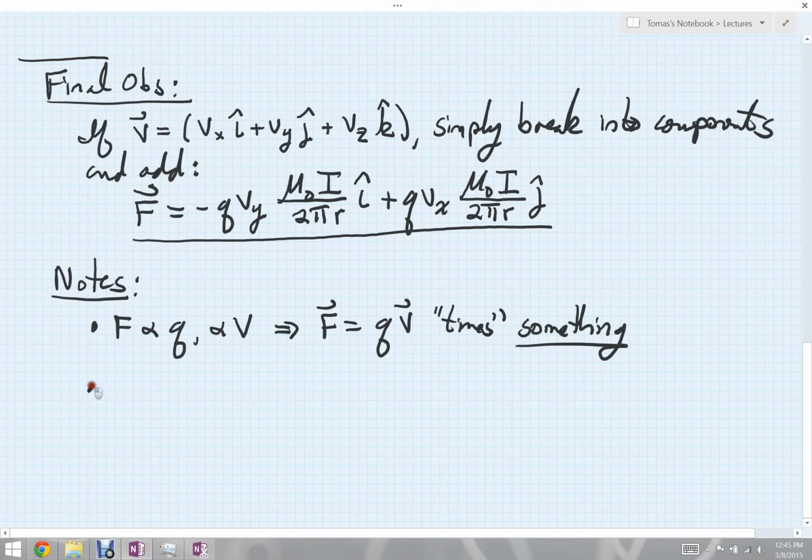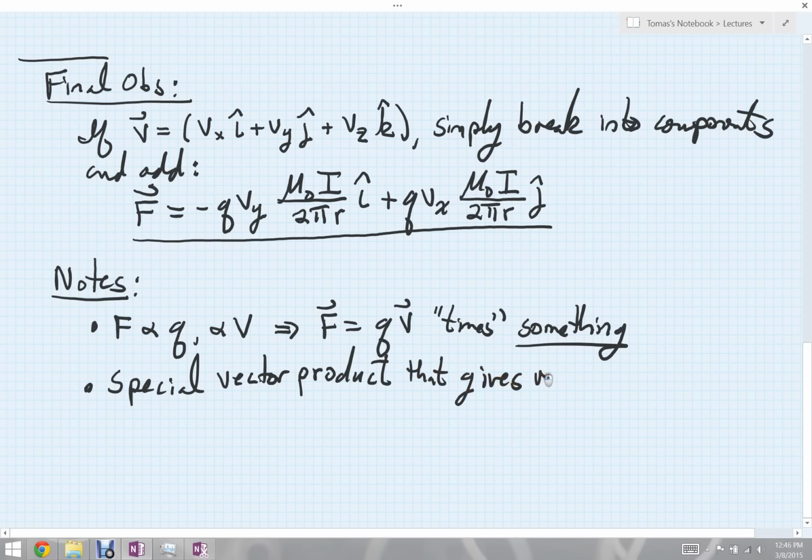The next thing I notice is that I'm going to need some special kind of times here, or product. It's some kind of vector product, because I'm using my velocity v, which is a vector, and I'm getting a vector for my answer for F. So I need a special vector product that gives a vector answer. So we might start to ask ourselves, what kind of vector product does that?